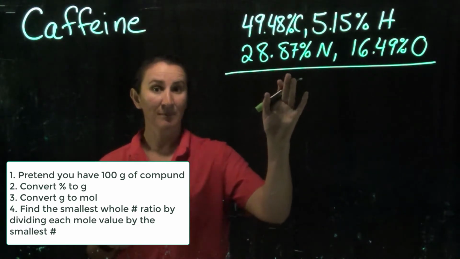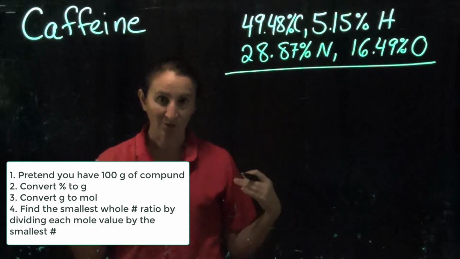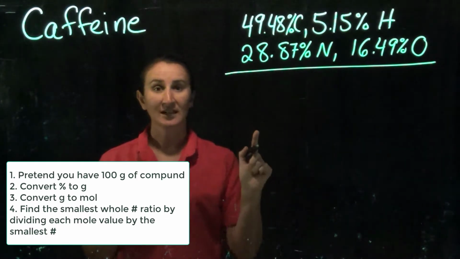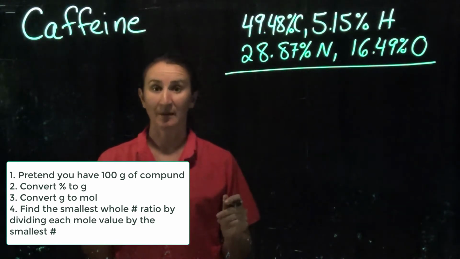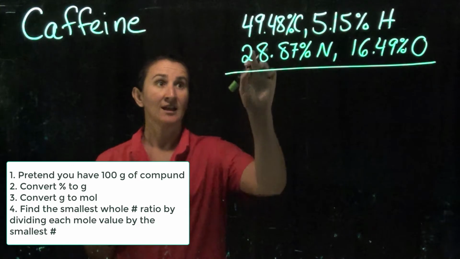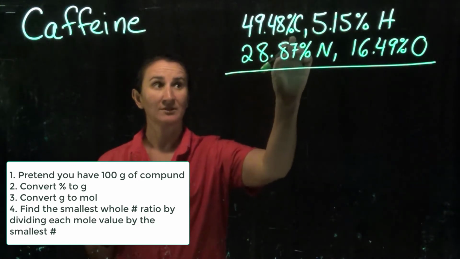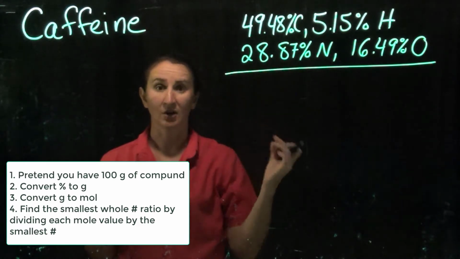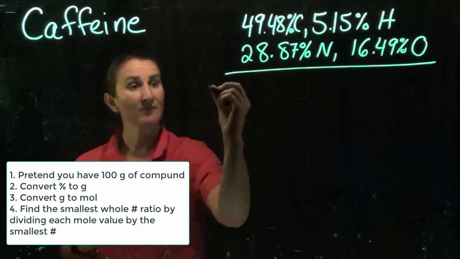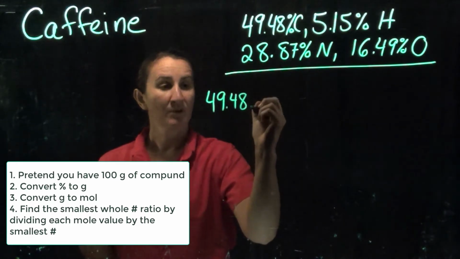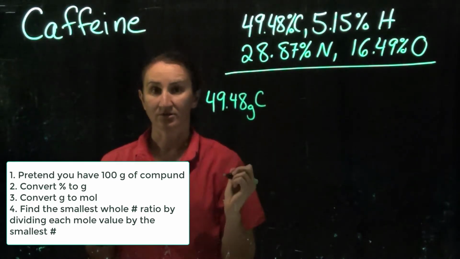So if you have these mass percentages, how do you figure out the empirical formula from these percentages? Well, the first thing I do is I pretend I have 100 grams of my compound. And then if I have 100 grams of the compound, then that means I had 49.48% of that's carbon. That means 49.48 grams of carbon is how much I will have. So my first step is I convert each of these percentages to grams, pretending that I have 100 grams.